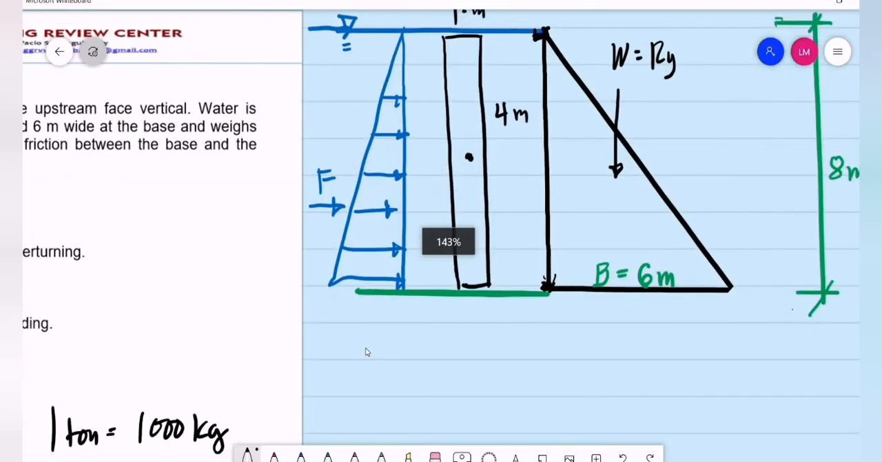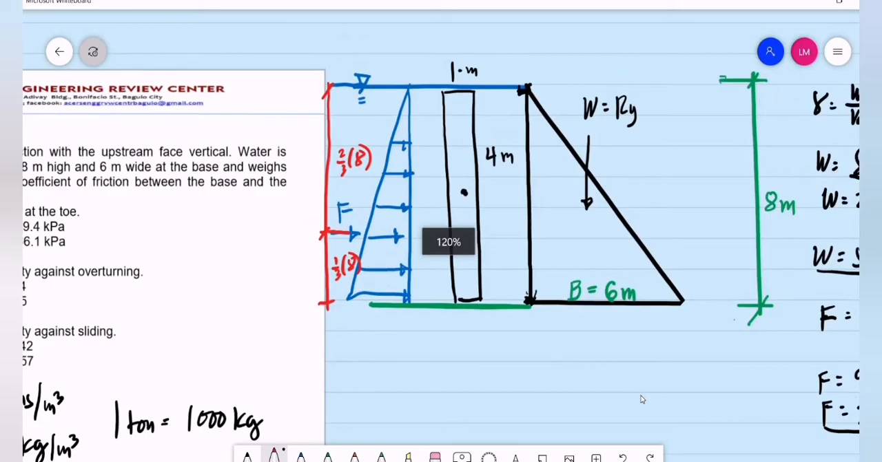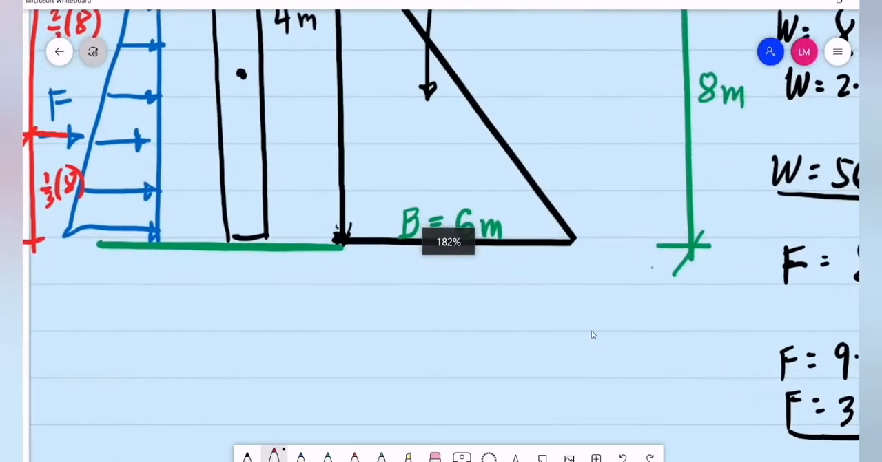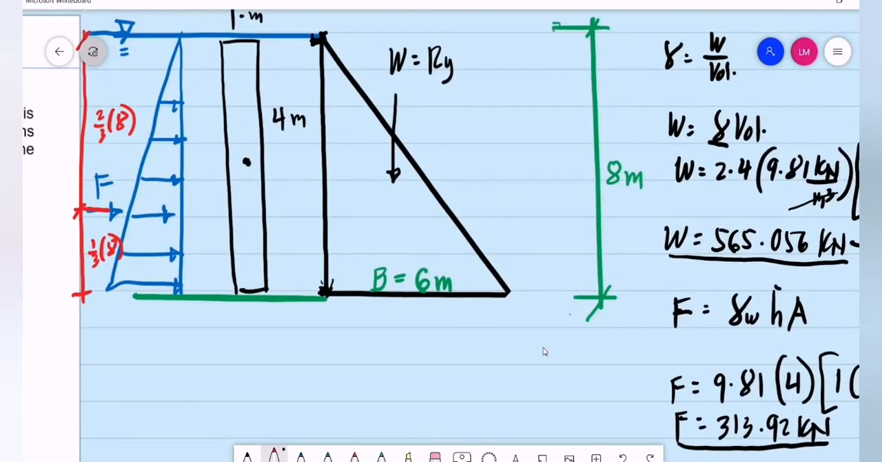By the way, since this is a triangular loading, if we are to locate this force, for triangular loading, that is basically 1/3, 2/3. So this is 2/3 of the height, 8 meters, while this one is 1/3 of 8 meters, since for triangular loading. Now, if we are to do summation of forces vertical, we'll be having the reaction at the base basically equal to Ry.